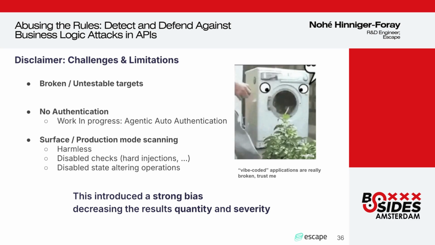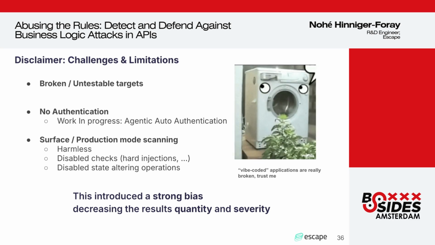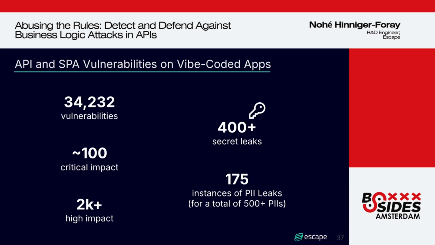So we disabled a lot of checks, like very hard injections, etc., and we disabled state-altering operations like POST, or like delete user, or stuff like that. But we still found quite a lot of stuff, quite a lot of nasty stuff. Around 35,000 vulnerabilities, of which we identified 100 as critical and 2,000 as high-impact ones, and we manually reviewed the critical and high ones. And a lot of secret leaks and personal data leaks too.